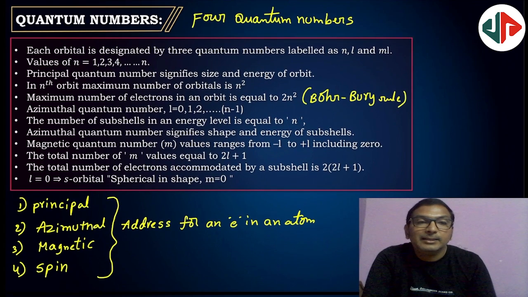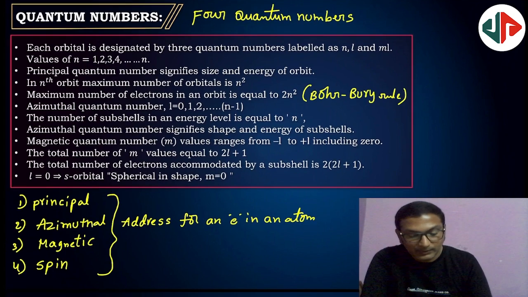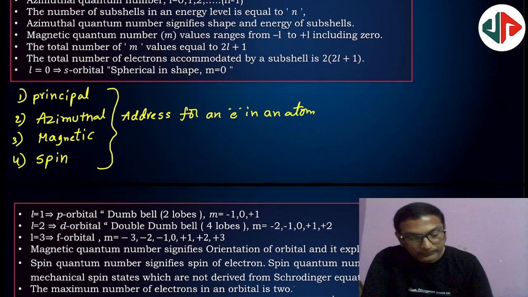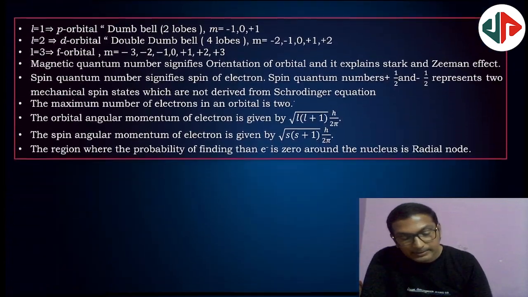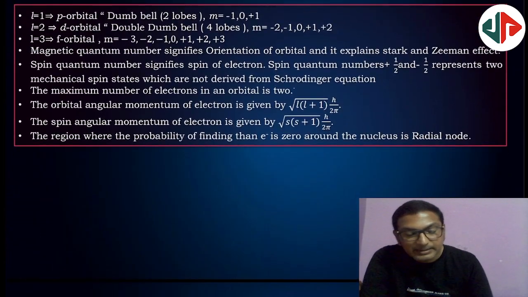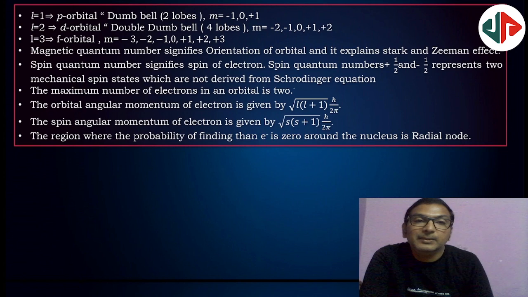Next, if l equals 0, that represents the s subshell or s orbital. The shape of the s orbital or s subshell will be spherical. For that, m equals 0. Next, l equals 1, p subshell, dumbbell shape. Two lobes will be there. m equals minus 1, 0, plus 1. Three values.